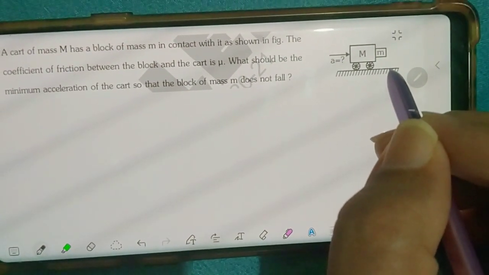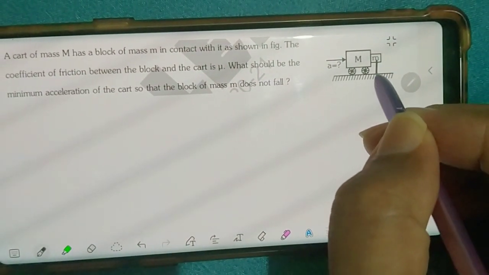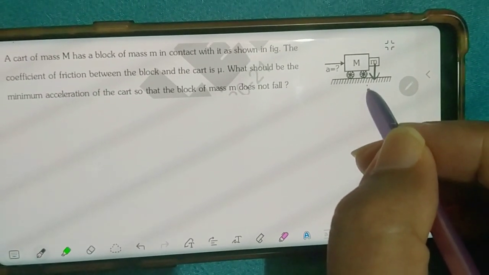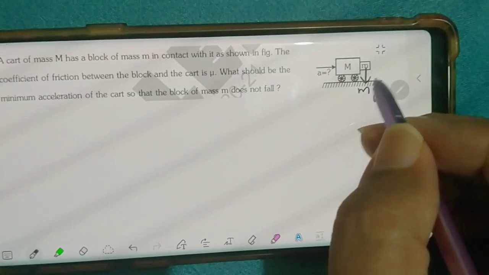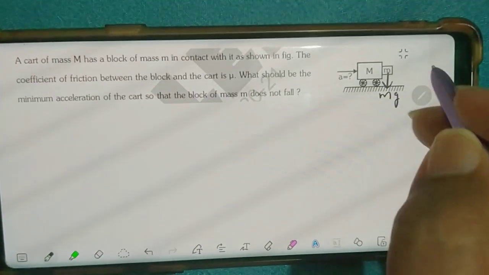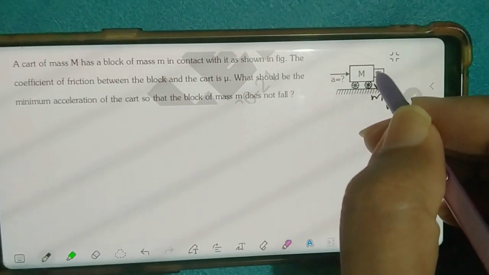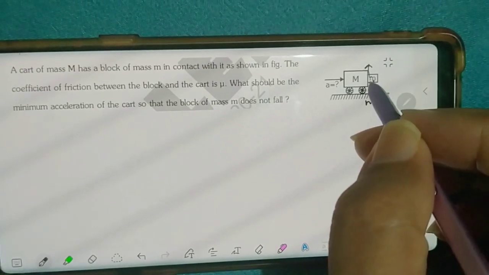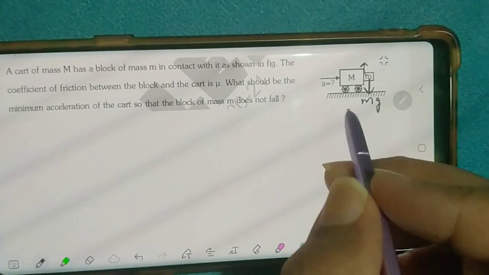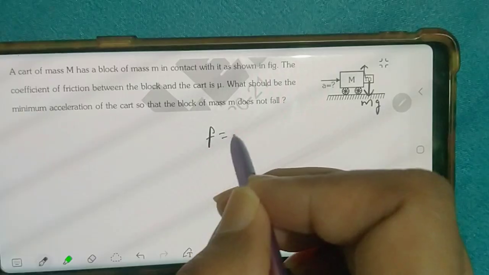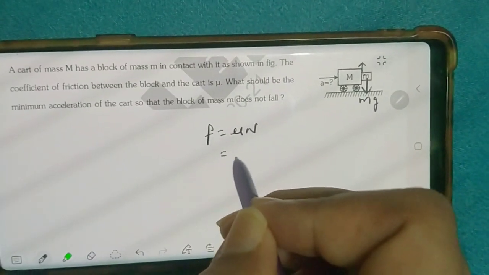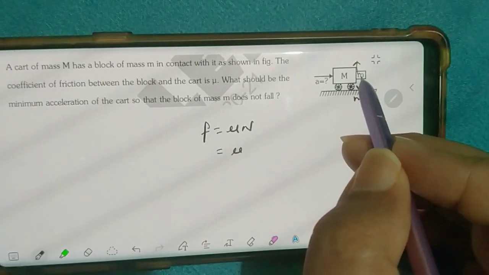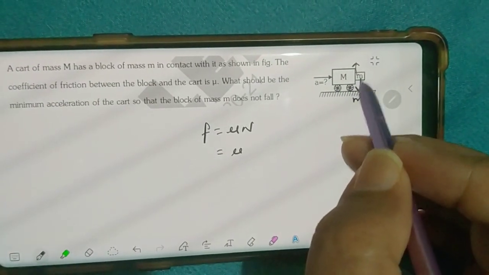Okay, so this small mass has a tendency to move downward, and what force is acting on it? Small mg. Earth is exerting this force on it. So to prevent it from falling, there must be an upward force acting on it, and friction will apply this force. But we know that the friction force is mu times the normal reaction. Mu is given in the question, but the normal reaction is not given.